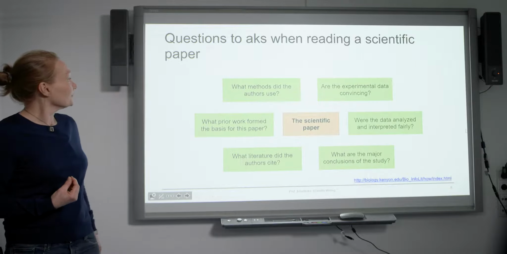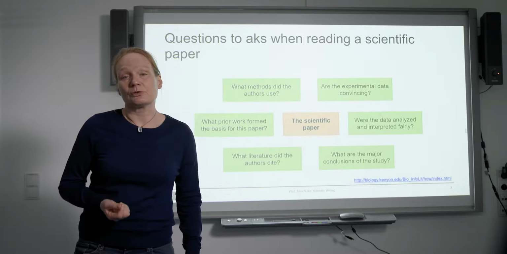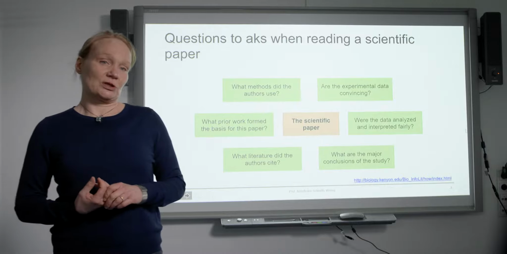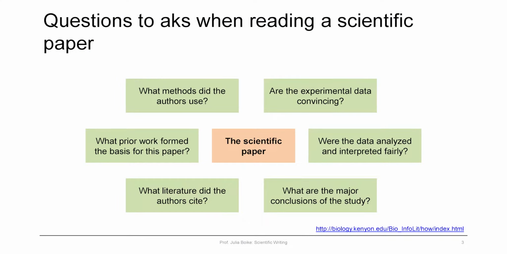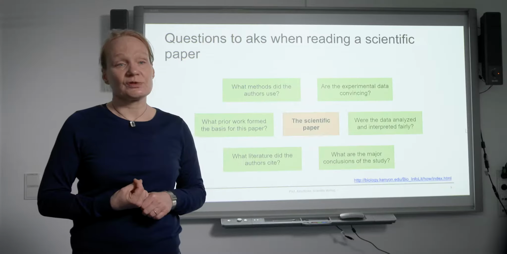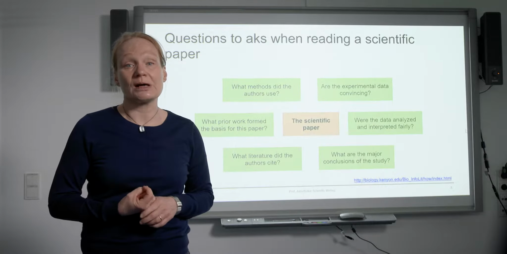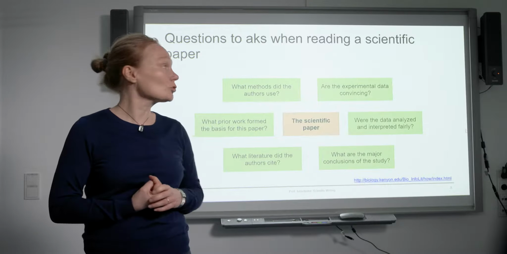When you read a scientific paper, you could ask yourself these questions while you're reading. What methods did the authors use? What prior work formed the basis for this paper? What literature did the authors cite? Does it include everything? Are the experimental data convincing, or are there big bugs? Were the data analyzed and interpreted fairly? What are the major conclusions of the study? So these are the questions you could, or should, ask yourself.